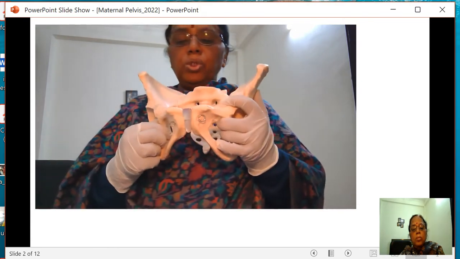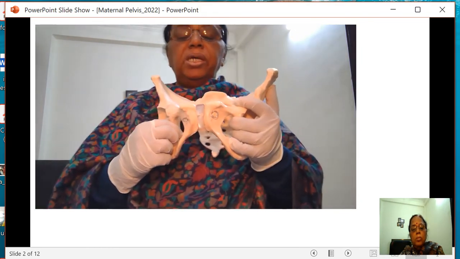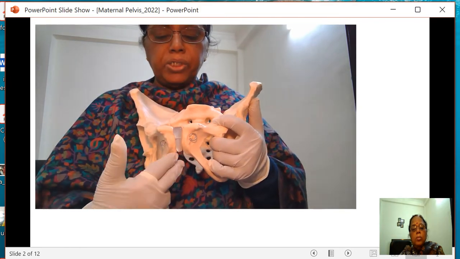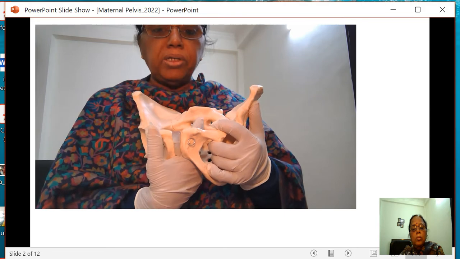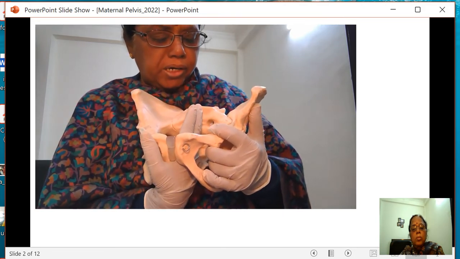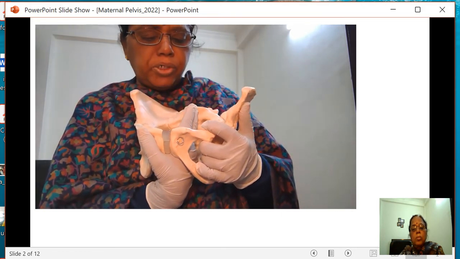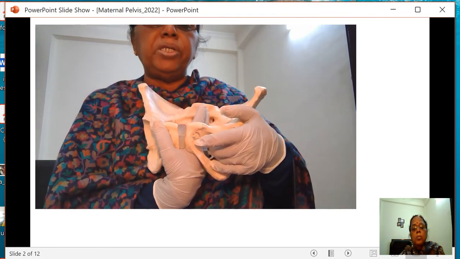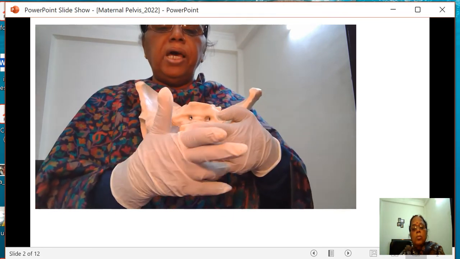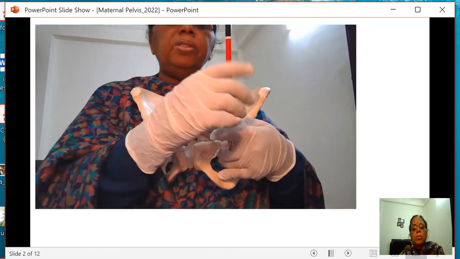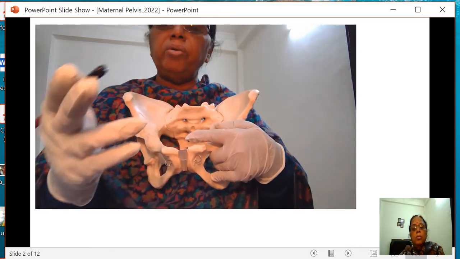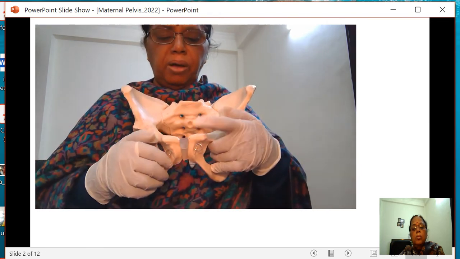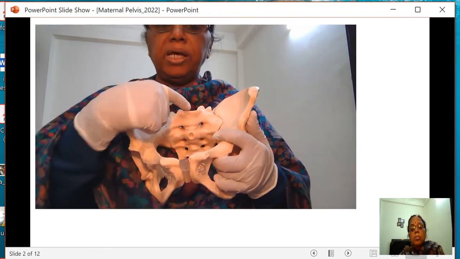The diagonal conjugate is the only diameter which can be measured clinically, and it is measured by introducing the fingers into the pelvis and trying to reach for the sacral promontory. The obstetrician, after reaching for the sacral promontory, pulls the finger out and then measures the length from the tip of the finger to the point where a mark has been made. This is the diagonal conjugate.